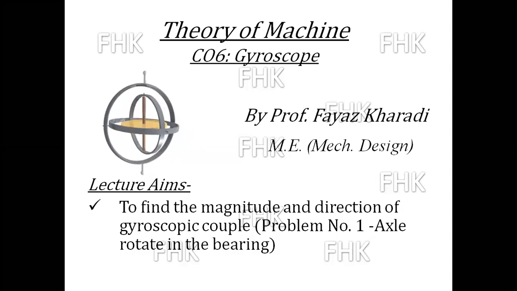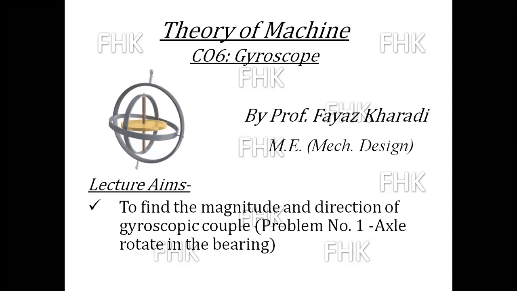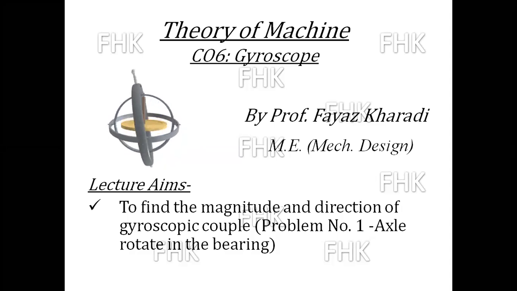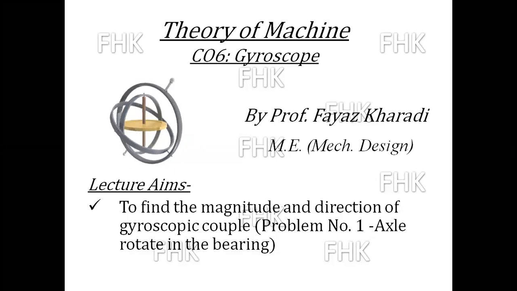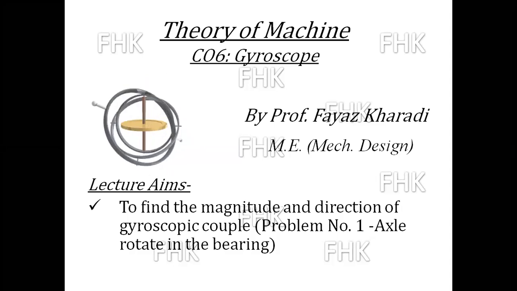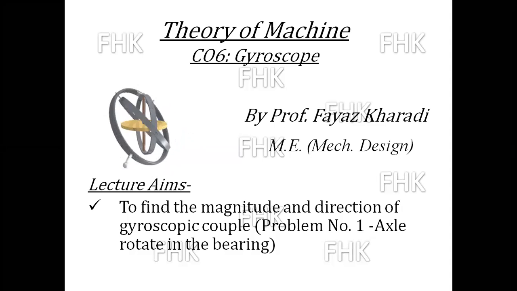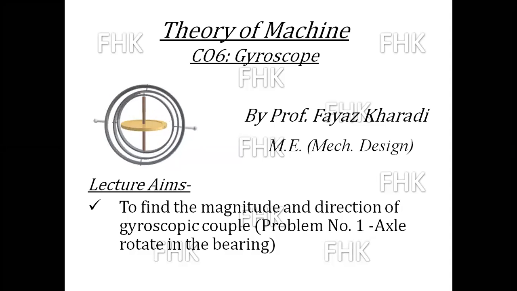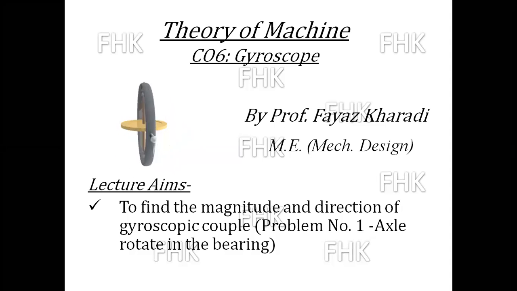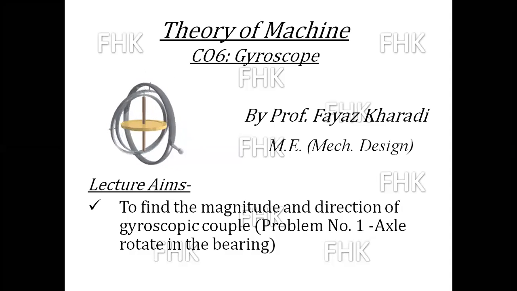In today's session, we are going to learn how to find the magnitude and direction of gyroscopic couple in a mechanical system in which an axle rotates in the bearings. This is our problem number 1 from unit number 6, Gyroscope, from the Theory of Machines subject.